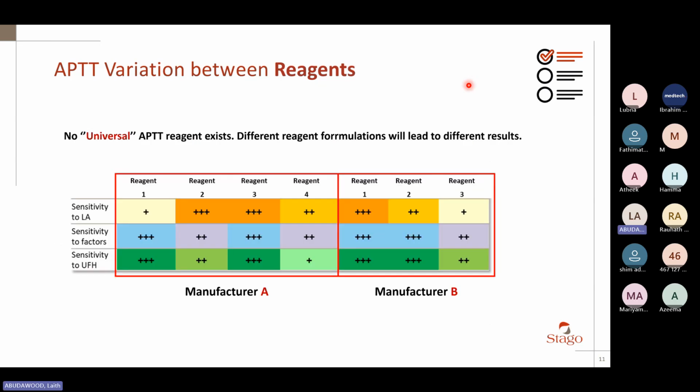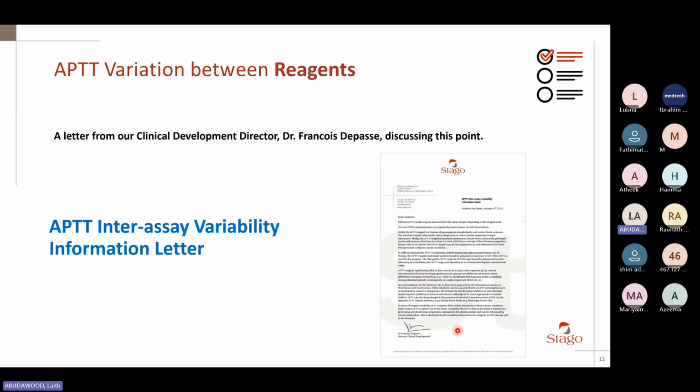Now, this is a quick summary of the APTT reagents variation. See, these are 7 different reagents from 2 different manufacturers. They have very different levels of sensitivity. So one plus means poor sensitivity, two pluses mean moderate sensitivity, three pluses mean very high sensitivity. So as you can see, different reagents have varying levels of sensitivity to different things. That's why you cannot really compare APTT reagents. You have your APTT reagent, you have to work with one APTT reagent at a time, or assign them for different purposes. And if you want a document that proves that or says so, we have a letter from our clinical development director that says the same. All right.